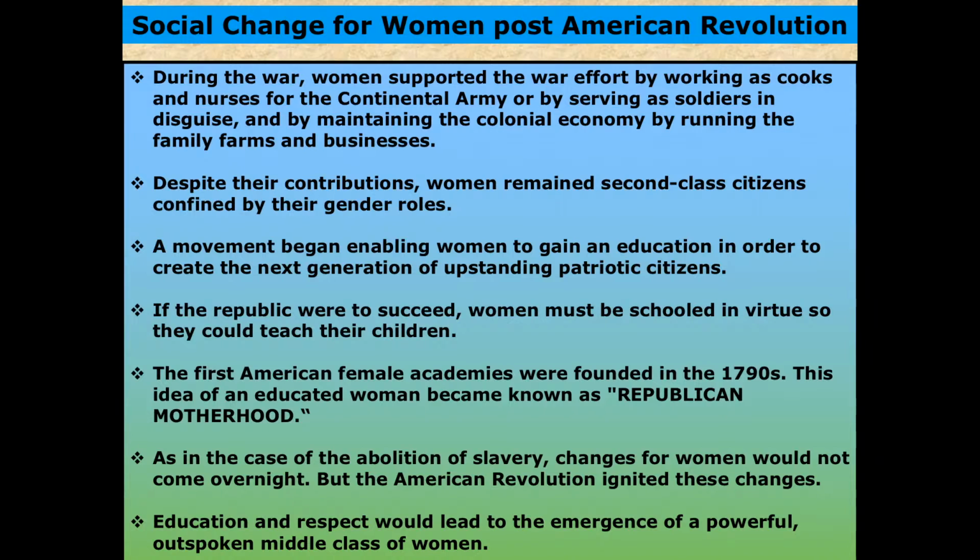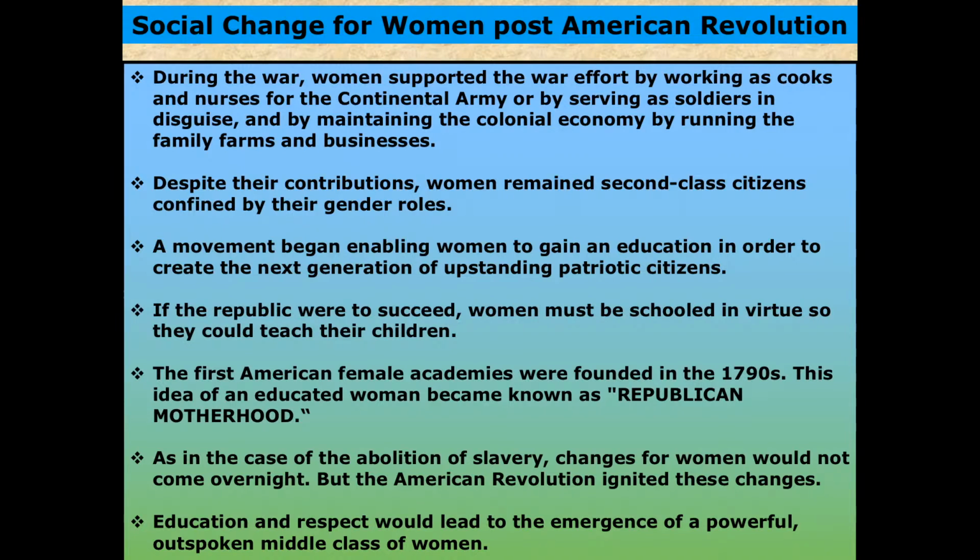And this is going to lead to their daughters seizing that opportunity for education and pushing further for the expansion of women's rights in the future. We're talking about the fight for women's suffrage. We're talking about the fight for property ownership for women, higher educational opportunities, and so on and so forth. So, in essence, this Republican motherhood gets the ball rolling for women's rights in the future.